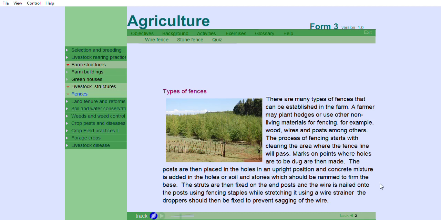Procedure of fencing. There are many types of fences that can be established in the farm. A farmer may plant hedges or use other non-living materials for fencing, for example, wood, wires, and posts, among others.